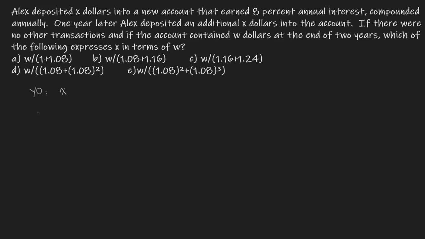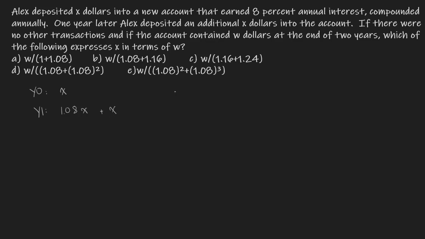Now, at the end of year 1, that X dollars would have earned some interest. So that will be 1.08 times X. And then also, Alex deposited an additional X dollars into the account. So at the end of year 1, he also plus X again.